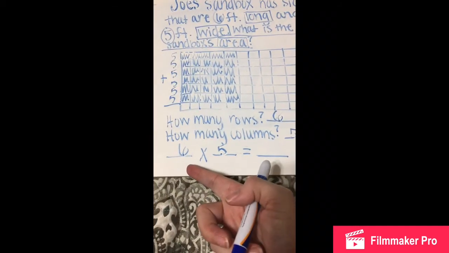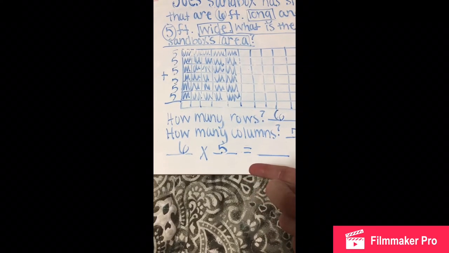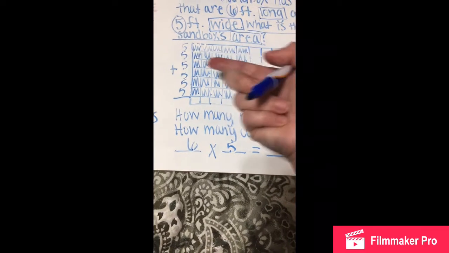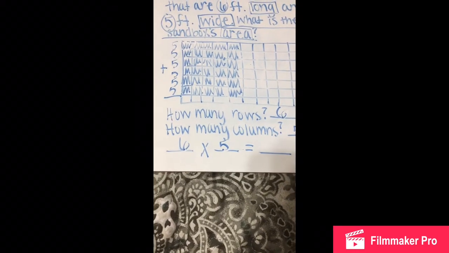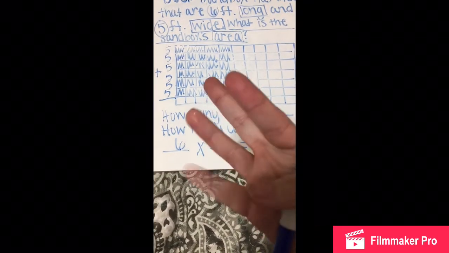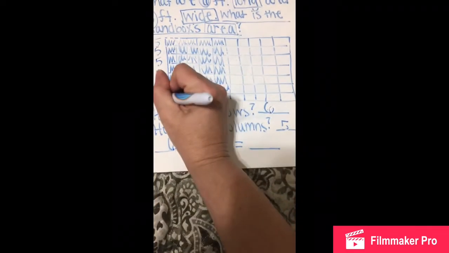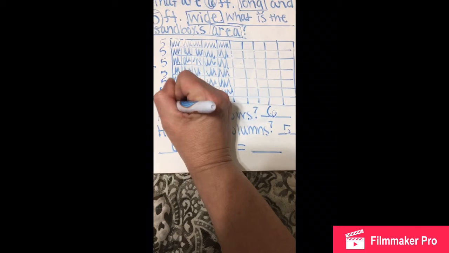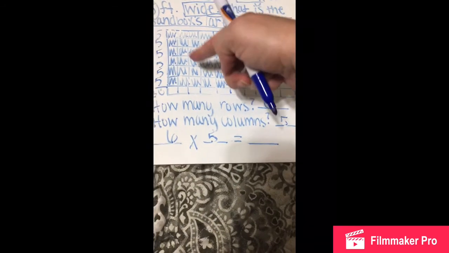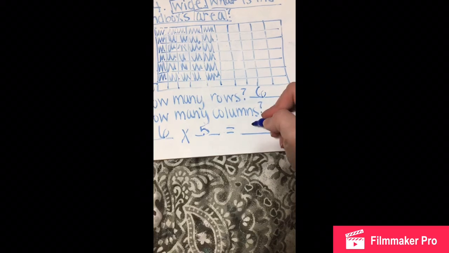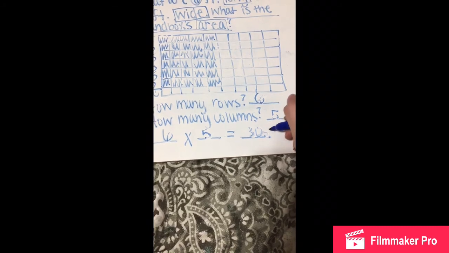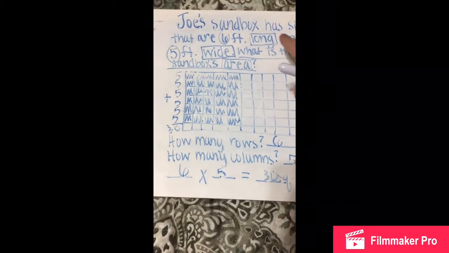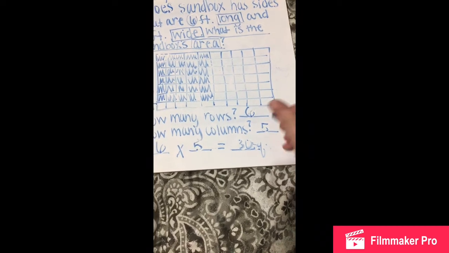Or I can make 6 groups and put 5 dots in each and count up all those dots. But these are really your 6 groups of 5. So you can just count all these up or do repeated addition. I'm going to count by 5s 6 times. So 5, 10, 15, 20, 25, 30. But you would have got that same answer if you would have added up all your square units that you colored in. So 6 times 5 is 30, and then I have square, and my units are feet.